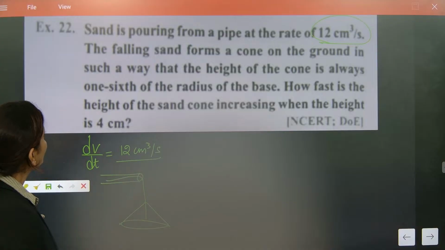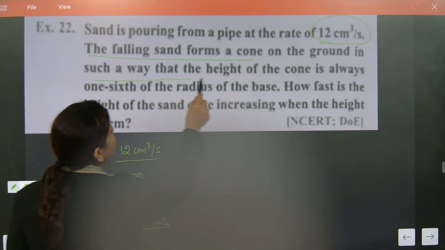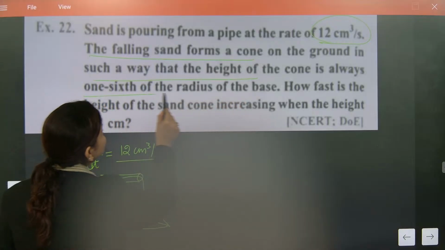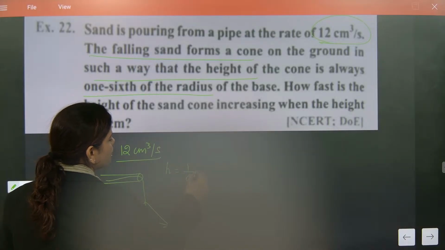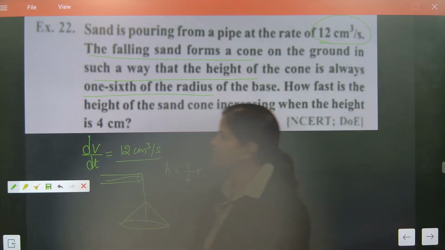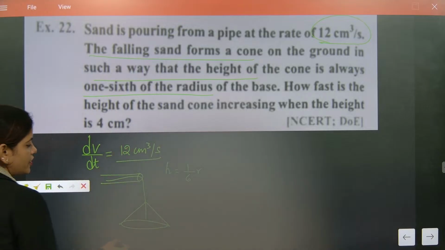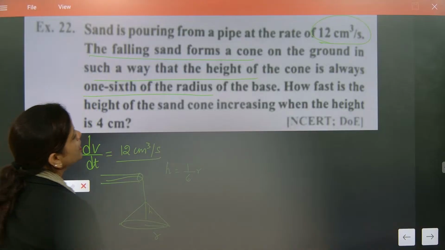Did you understand here? After that, the falling sand forms a cone on the ground in such a way that the height of the sand is always 1/6 of the radius. So height is 1/6 of the radius. This is the second clue given. So what is the second clue? The height is 1/6 of the radius. Fine. So now radius will be taken as r and height will be taken as h.